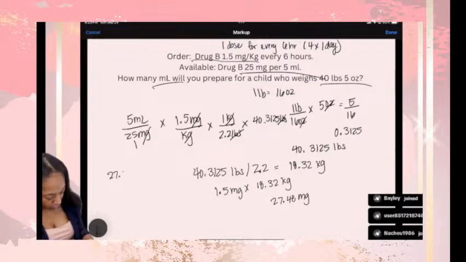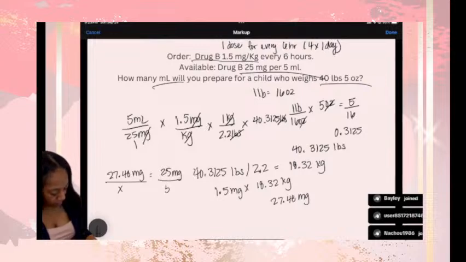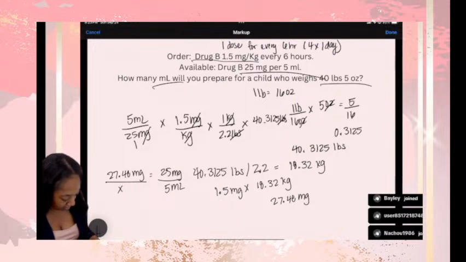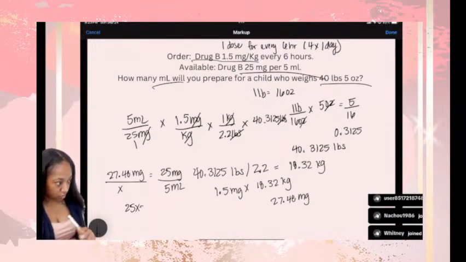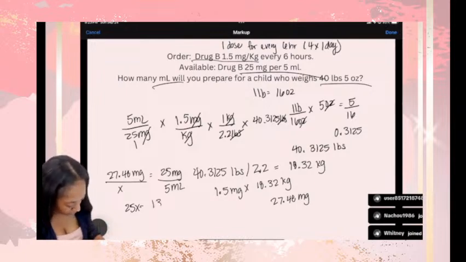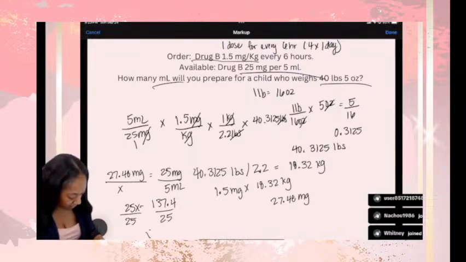So 27.48 over X equals 25 milligrams per 5 mLs. We're going to cross multiply and divide. 25x equals 137.4. Divide each side by 25 so you can isolate x.